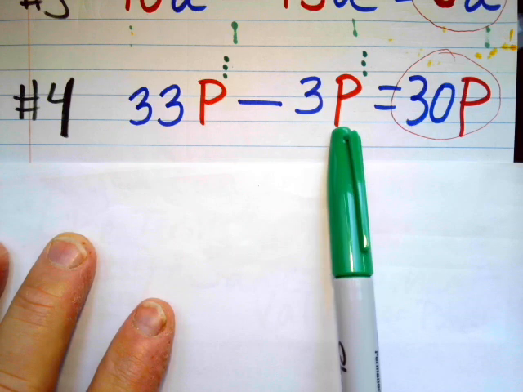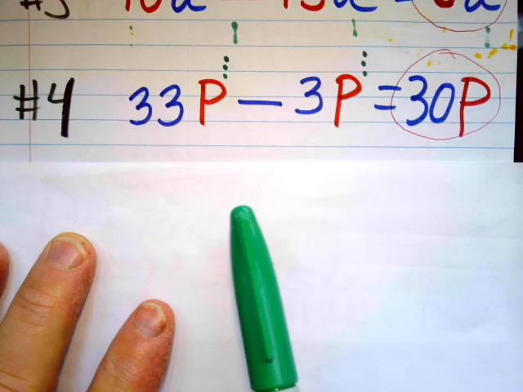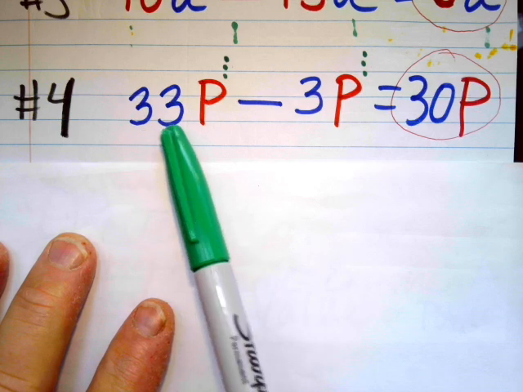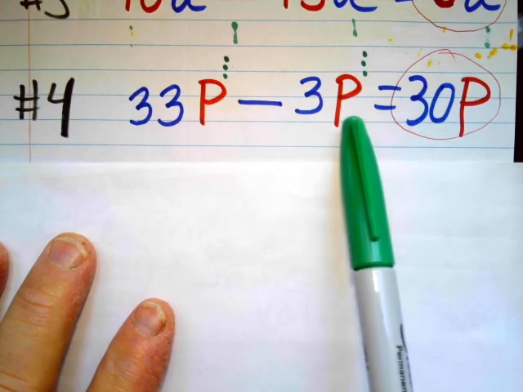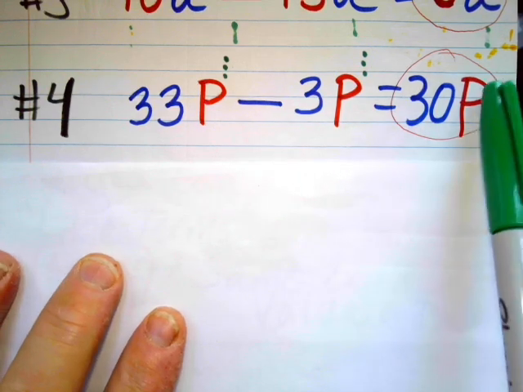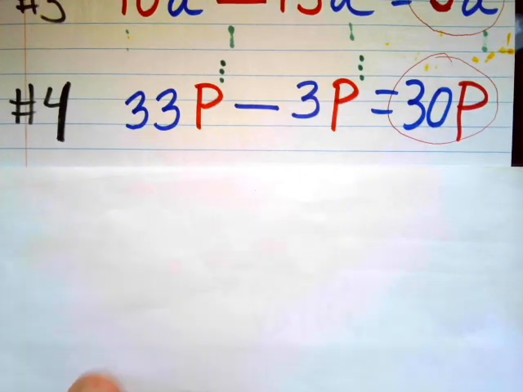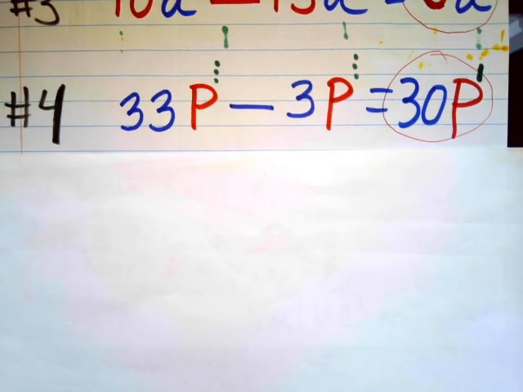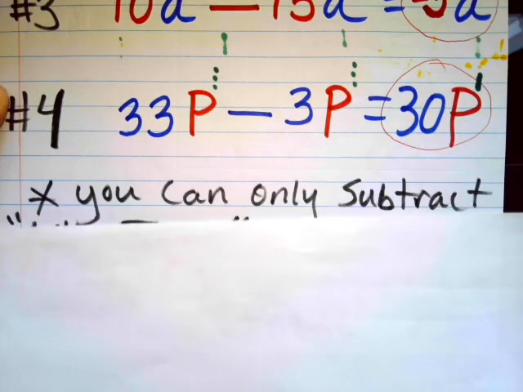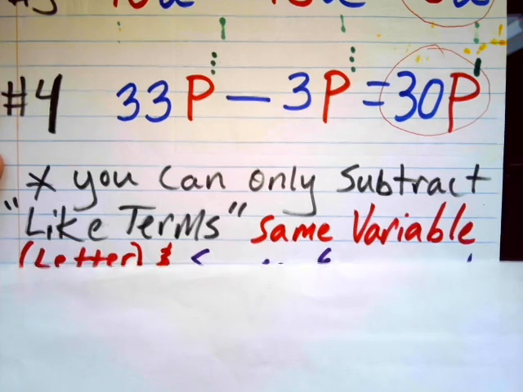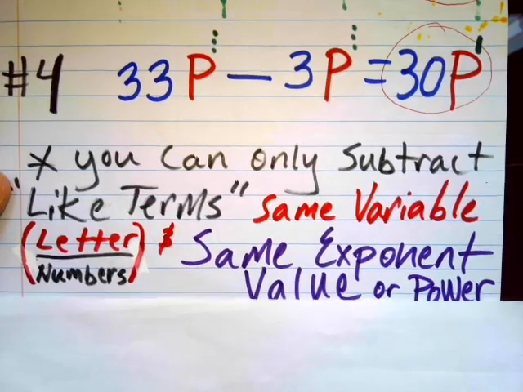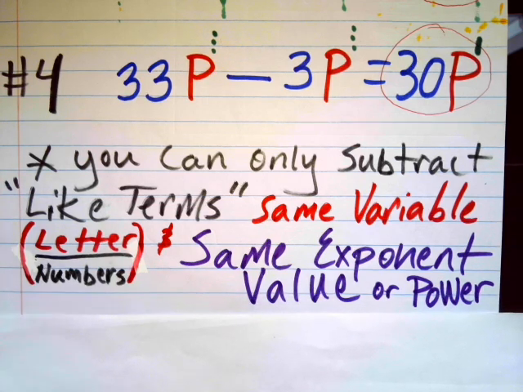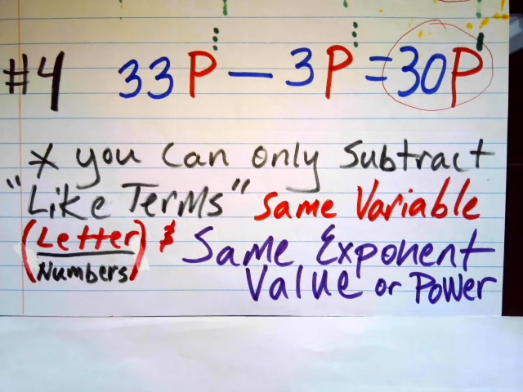So here we've got a base of p to the power of 1. Yes, these are like terms. So we just subtract the number in front of the variable p. So 33 minus 3 is 30. And then we keep that variable attached. And yes, that is to the first power. Is it okay if you write an exponent of 1 here in your answer? You absolutely can. It means the exact same thing. You can only subtract like terms. Okay, so letters or numbers, in order to be like terms, have to have the same exponent and the same base.